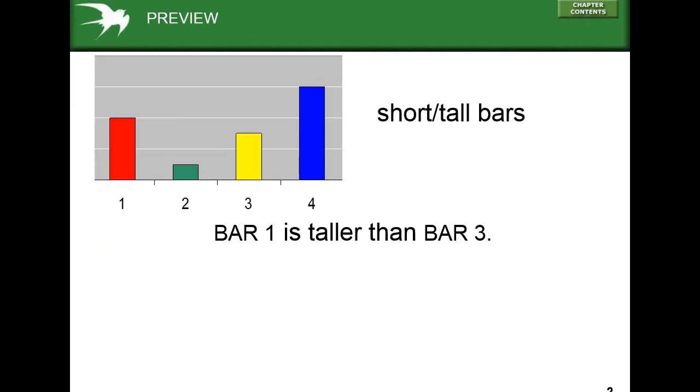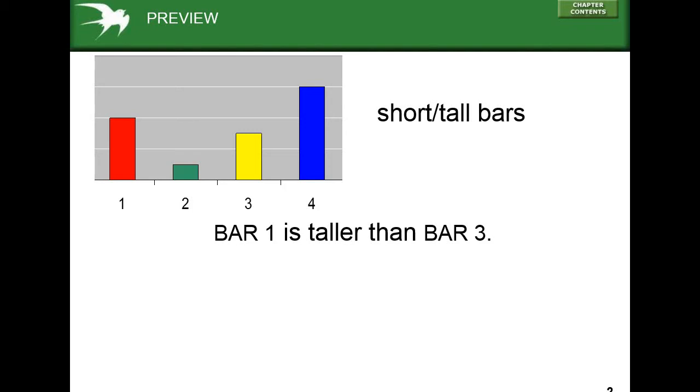You see in front of you, you can see some bars. Red color, green color, yellow and blue bars are there. Their sizes are different. Can you see that? Red color size is different, green color size is different, yellow color size is different, and blue bar is different. So these are short and tall bars.